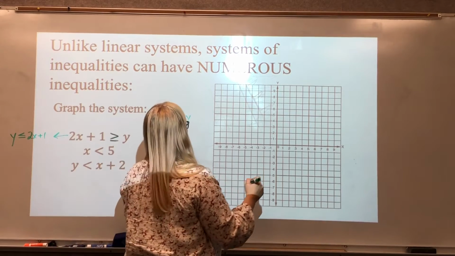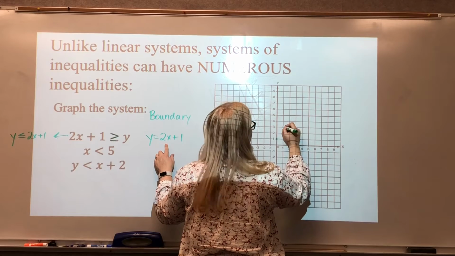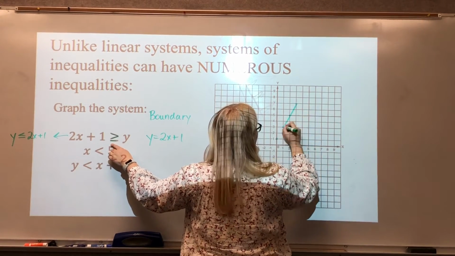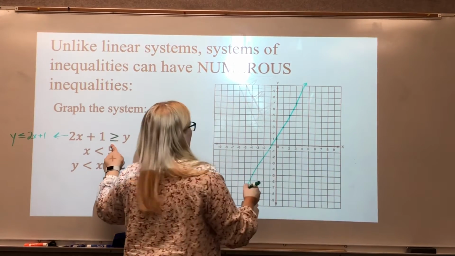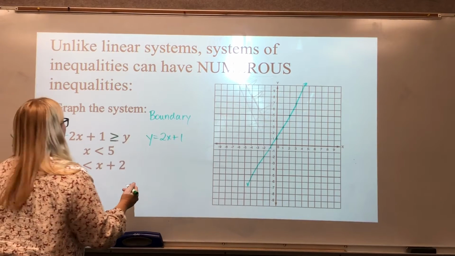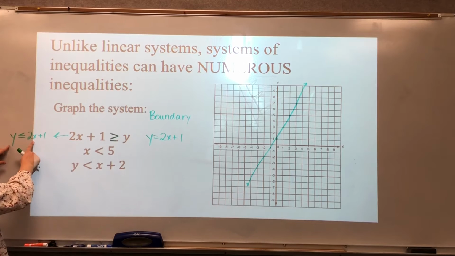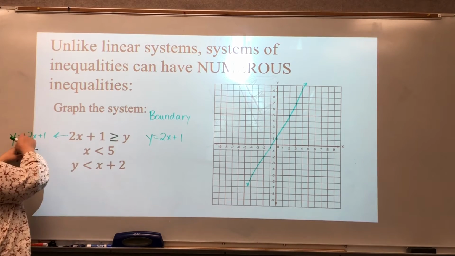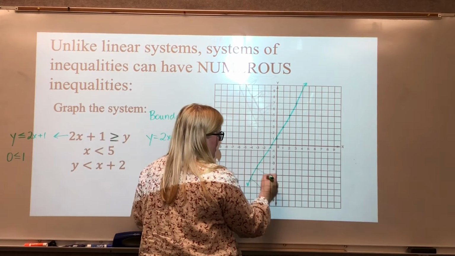So we've got 1 and then 2 over 1 is my slope, and it's a solid line because I have a line under here. Again, I can test 0, 0. If I put 0, 0 in this one, is 0 less than 1? Yes, so it's going to include 0, 0. Y is also less than or equal to 1, so I go below the line.